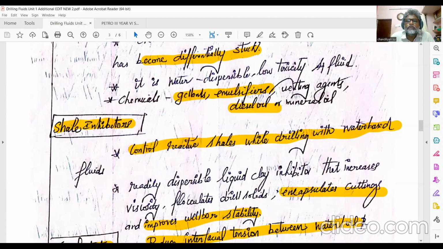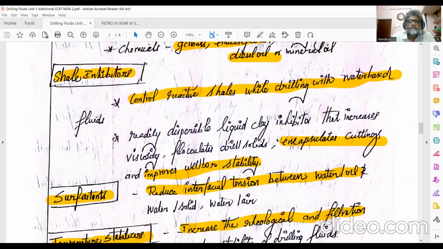So you'll have to improve the well stability by adding shale inhibitors that will increase the viscosity, flocculate the drill solids and encapsulate. Encapsulate means cover the cuttings, so that the cuttings are not reacting with the shales.